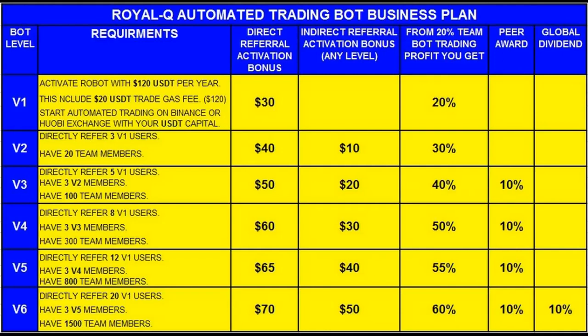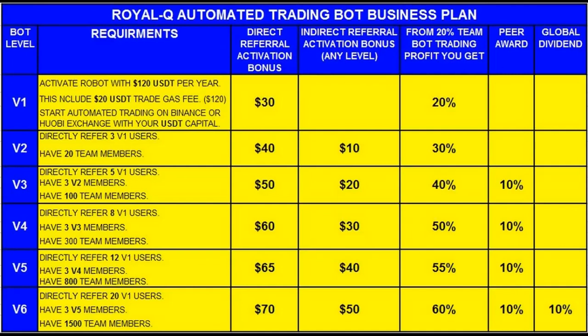At that point, you start earning $70 for any person you directly refer. Then you also earn $50 for anybody that joins your team indirectly. Then you earn 60% of every person that is trading in your team, your entire team. You understand? 60% of the company's 20% is what you get.